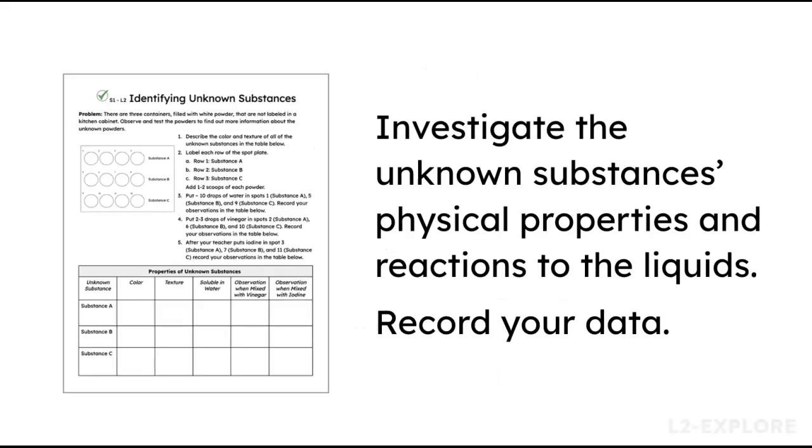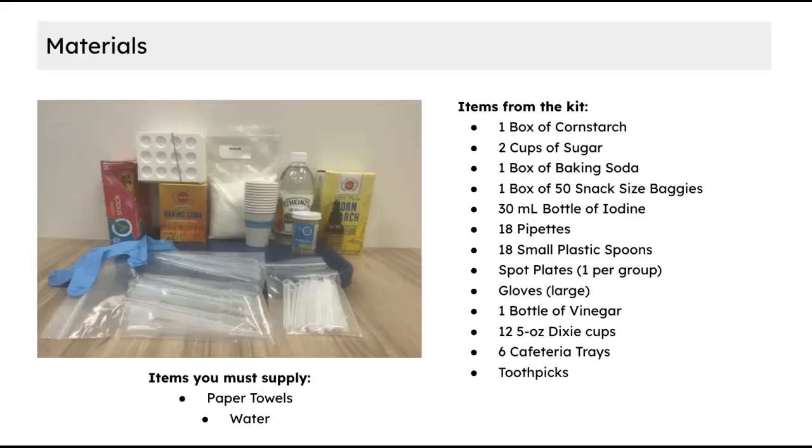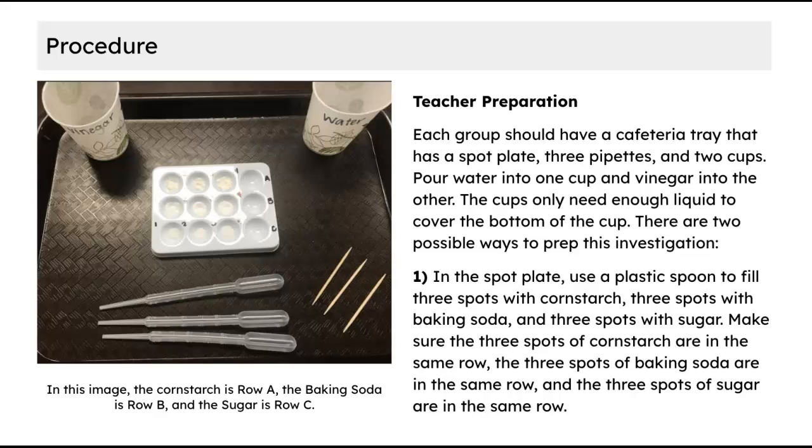For the Explore portion, you'll set up the Identifying Unknown Substances investigation. A detailed procedure for the investigation can be found in the Teacher Guide. Students will investigate the different substances by observing their physical properties and how they react with liquids in order to identify the ingredients. You'll have students record the data from their investigations on the Identifying Unknown Substances student journal page. Be sure to use the tutorial slides for setup and procedures.